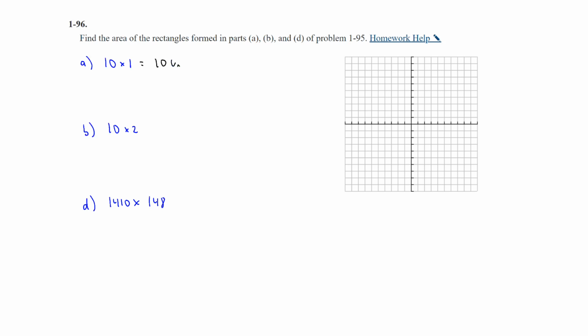10 units squared. B would be 20 units squared. And then D would be 208,680 units squared.